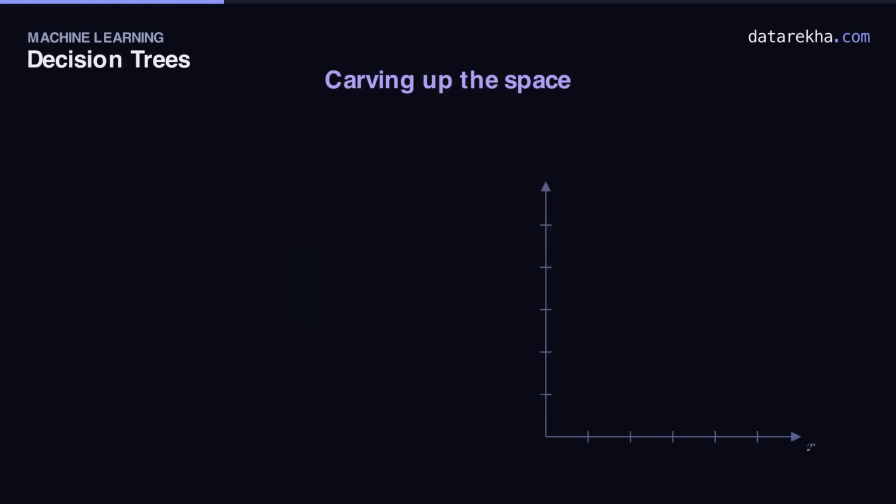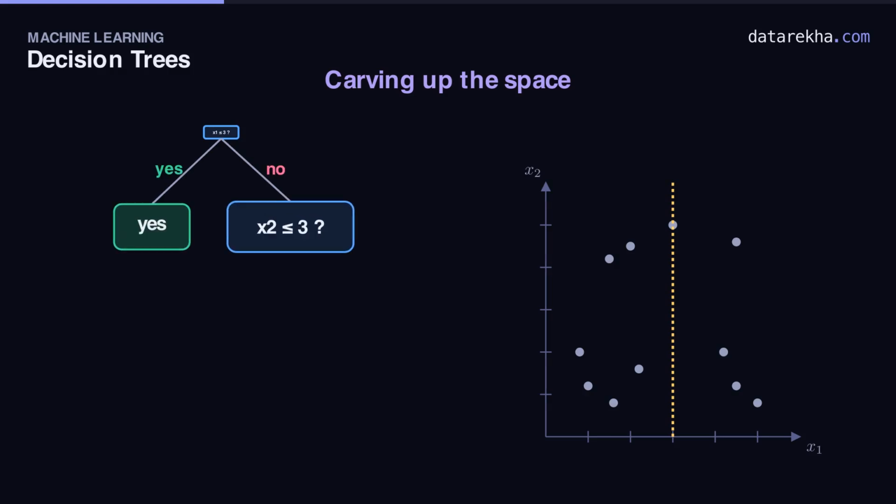Here is the picture that makes a tree click. On the right is feature space. Two features, x1 across and x2 up. Every sample is a point living somewhere on this plane. A split is one question on one feature. Say, is x1 at most 3? On the left, that becomes the root of our tree. On the right, watch what it does to the plane. It draws a single vertical line at x1 equals 3 and slices the space into two half planes.